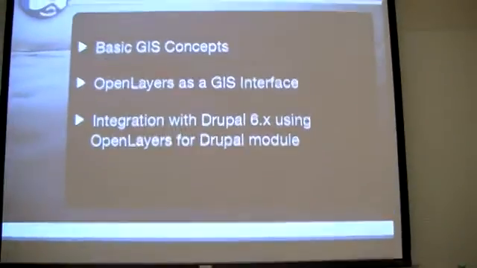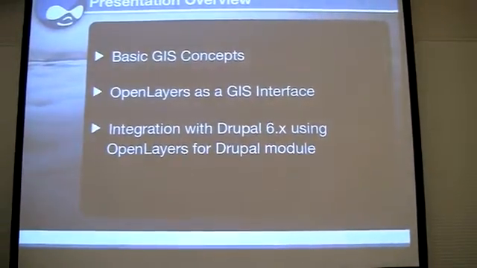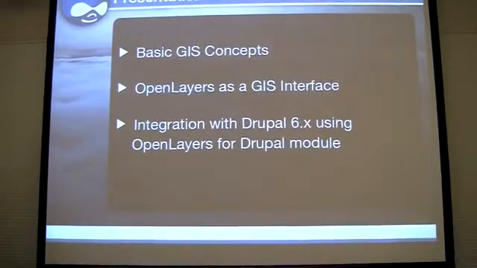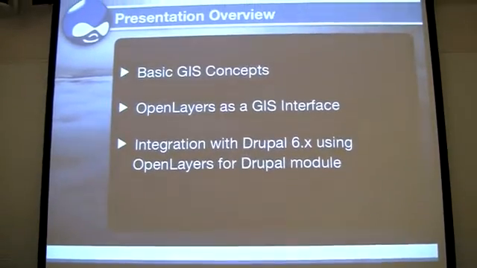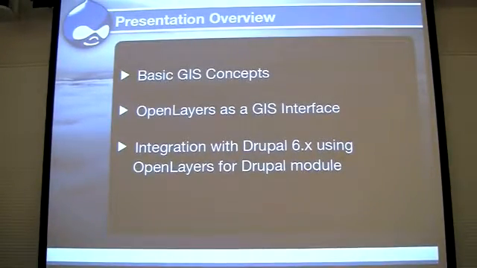What I'd like to go through is just a brief overview of some basic GIS concepts, because you kind of have to understand some basic GIS rules and concepts before you can really take advantage of OpenLayers. How OpenLayers fits into the scheme of a GIS interface between Drupal and a lot of the mapping services out there, and how to integrate that in with Drupal and leverage the Drupal modules and the architecture to take advantage of the OpenLayers functionality.